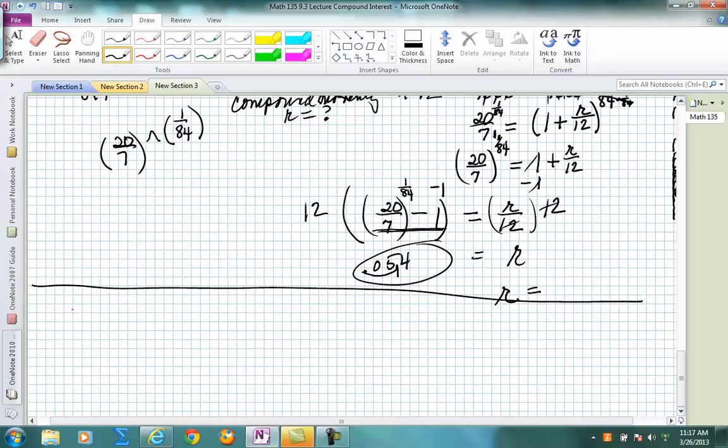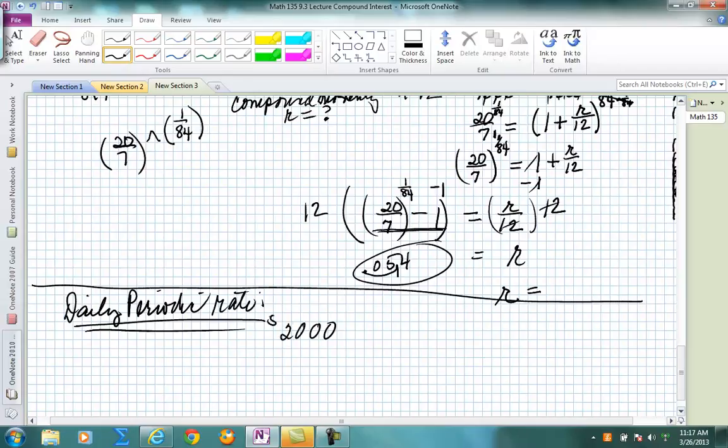So if you don't keep the debt there for a month, let's say you're only going to keep the debt for 10 days, then you would take what you owe times 10 times your daily periodic rate, and that would be the amount of interest that you would have to pay. So you would add your interest back on to the 2,000.